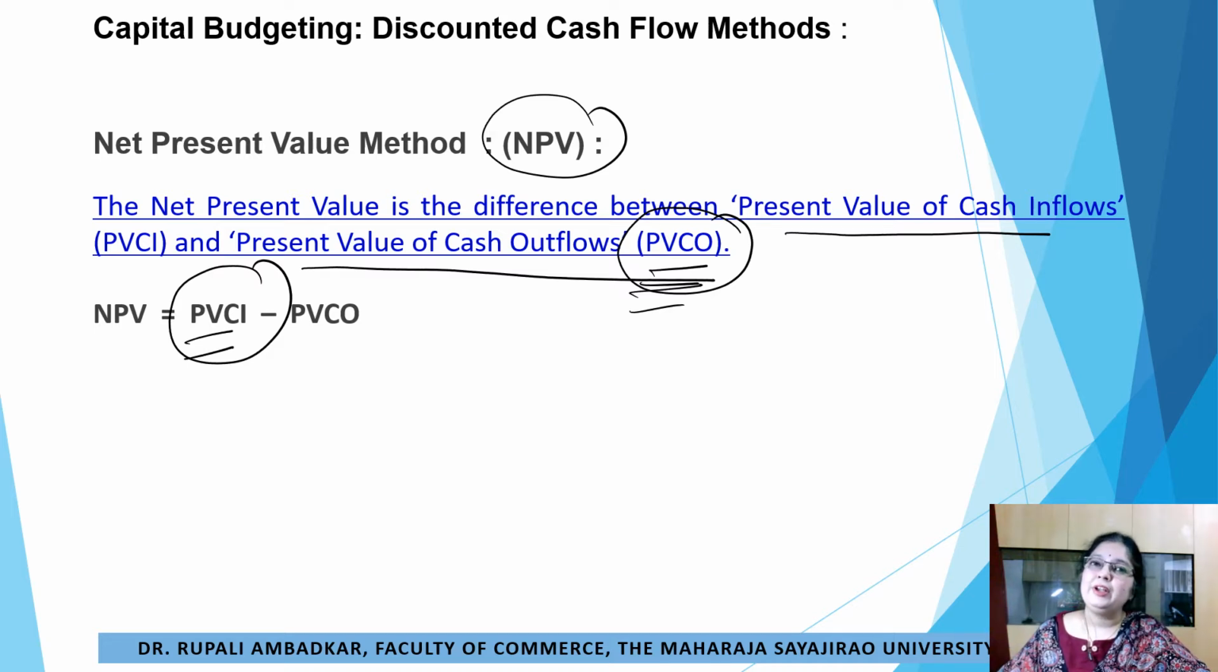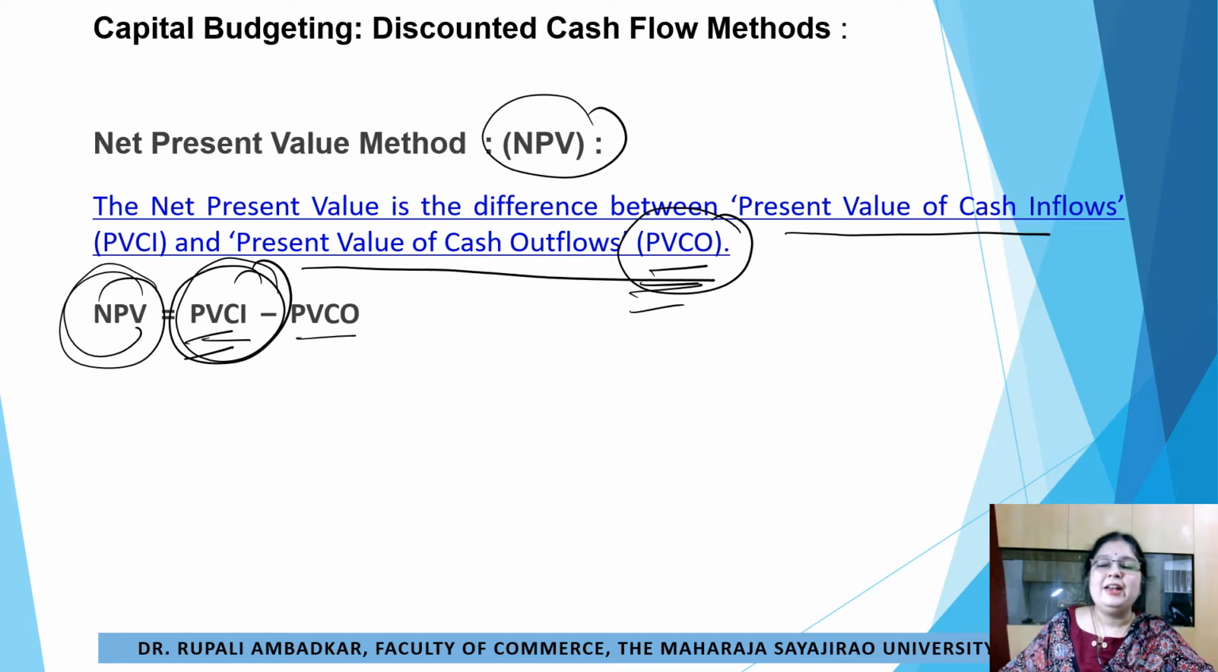Those future cash flows which the project is going to generate are to be converted to present value by using a discounting rate, which is usually the cutoff rate or the minimum rate of return which the company is expecting. This present value is then used to find out NPV. The difference between the present value of cash inflows thus calculated and the present value of cash outflow will be called the net present value.